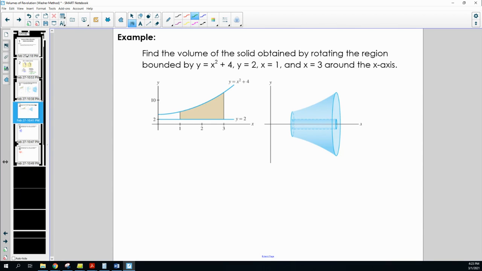So let's look at this example. Find the volume of the solid obtained by rotating the region bounded by y equals x squared plus 4, y equals 2, x equals 1, and x equals 3 around the x-axis.